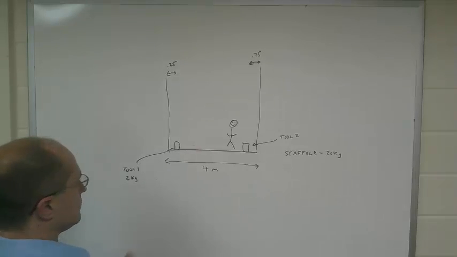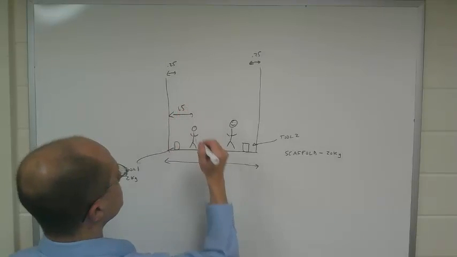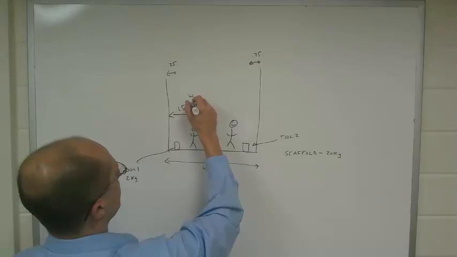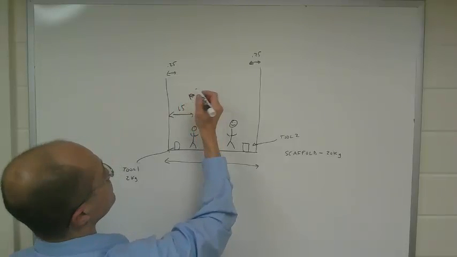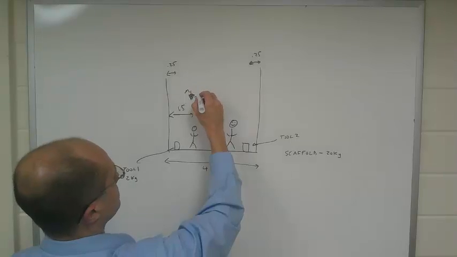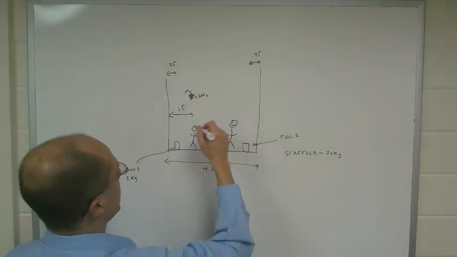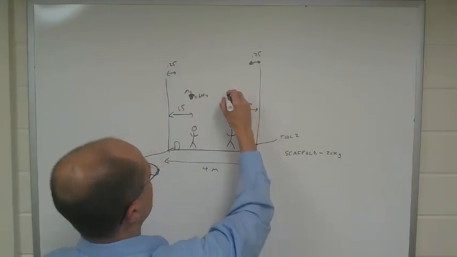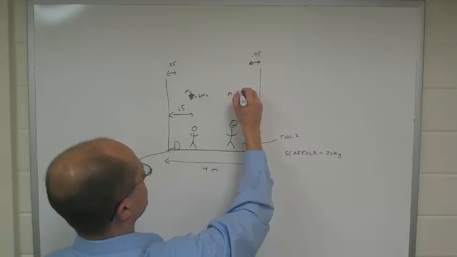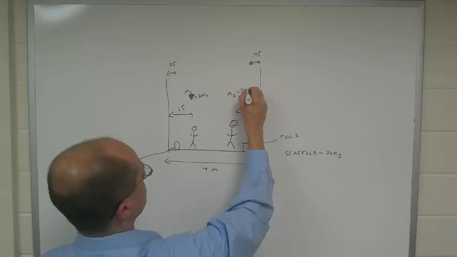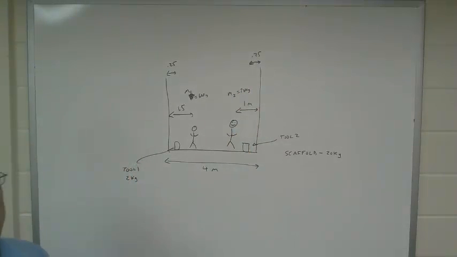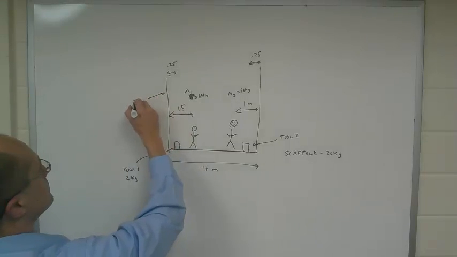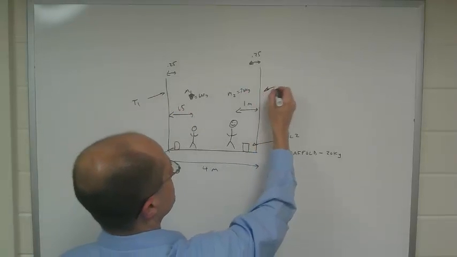And then we'll assume that this person is 1.5 meters in, and worker 1 has a mass of, let's say, 60 kilograms. Person 2 is 1 meter away from the edge and has a mass of 70 kilograms. What we could ask is, what's the normal force on the 2 cables? So what's the tension in this cable, tension 1, and what's tension 2?